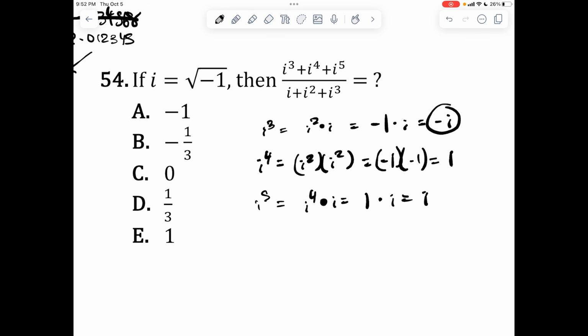So what do we get on the numerator? -i plus 1 plus i. That gives you just 1. The whole thing is just 1, even though it's written such a complicated way. And we'll notice something pretty similar happened with the denominator.